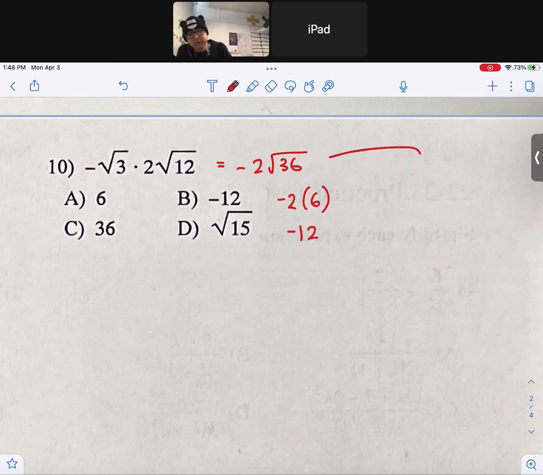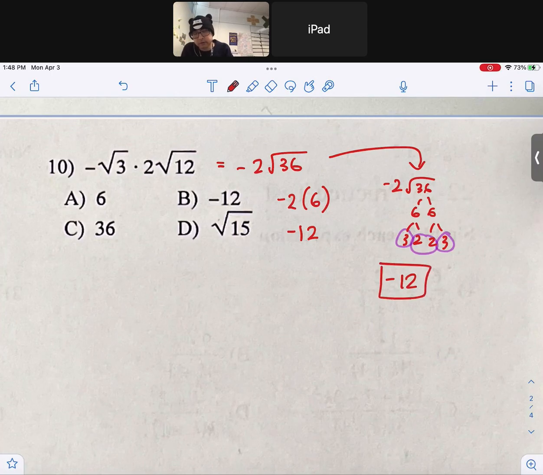So you could do it that way, or you guys could make your tree: pairs of 2's, pairs of 3's, right? And no leftovers, so 2 times 3 is 6. 6 times negative 12 on the negative 2 on the outside, negative 12. So they give you guys the same thing, right?